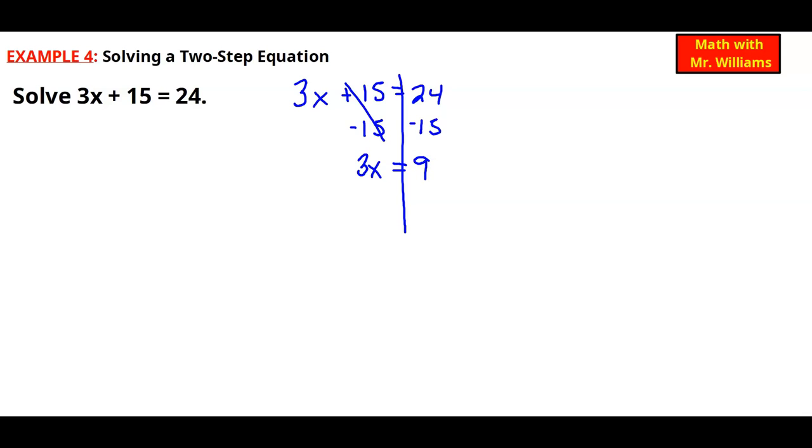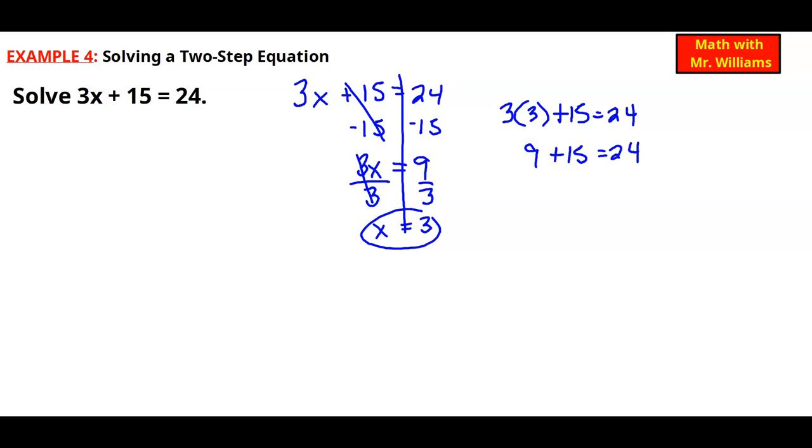Now we need to cancel out the 3. I see it's being multiplied, so we need to divide by 3 on both sides. X equals 9 divided by 3 is 3 for our answer. So let's go ahead and check that by substituting it back in. Okay, so we have 3 times 3 plus 15 equals 24. Order of operations says we take care of that multiplication first, so 3 times 3 is 9. Then 9 plus 15 will get us 24 equals 24, and it does check.